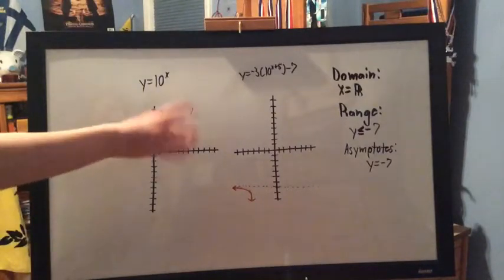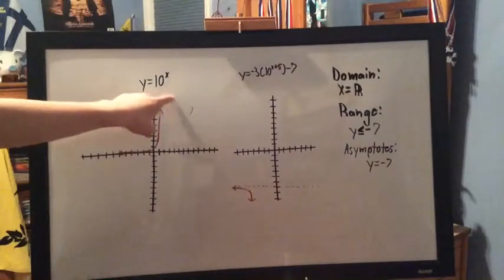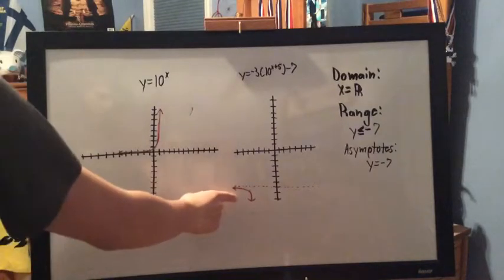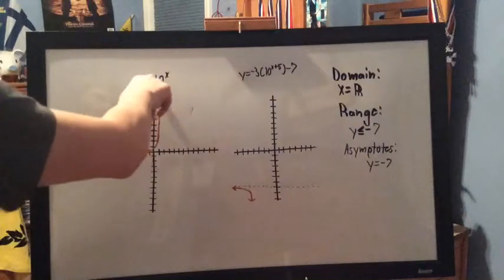So I had to make up my own function based off of this parent function, and I made up y equals -3(10 to the x plus 5 power) minus 7. And it's shown by this. And now I'm going to go through what all of this means that I added on to this.